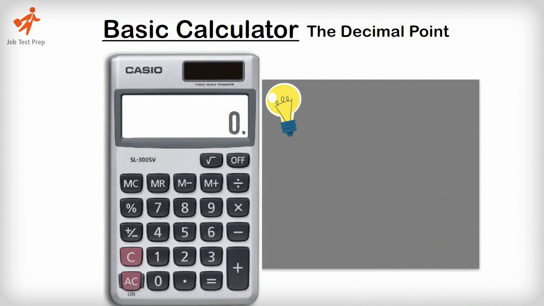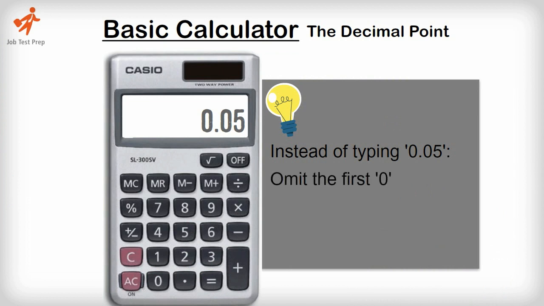The decimal point. There is a neat little trick to save time when using the decimal point for numbers smaller than 1. For example, when typing the number 0.05. Instead of typing 0.05, you can save a second or two by omitting the first 0 and simply typing .05. Whilst this seems trivial, it will save precious seconds when dealing with a question that requires the use of decimal calculations.